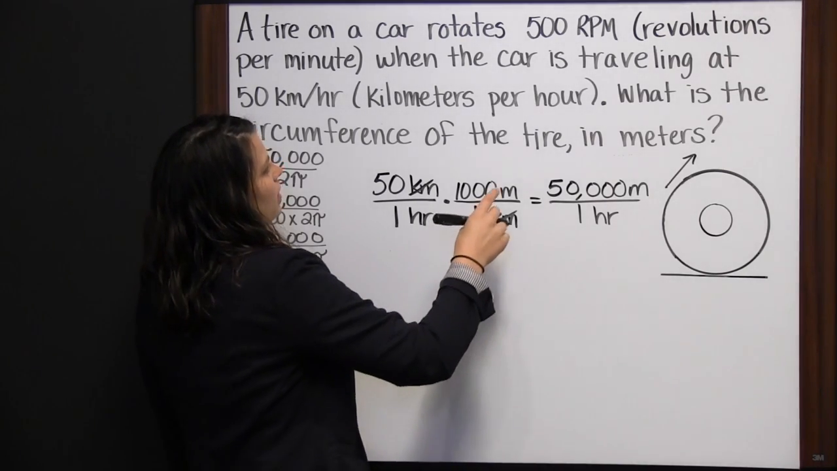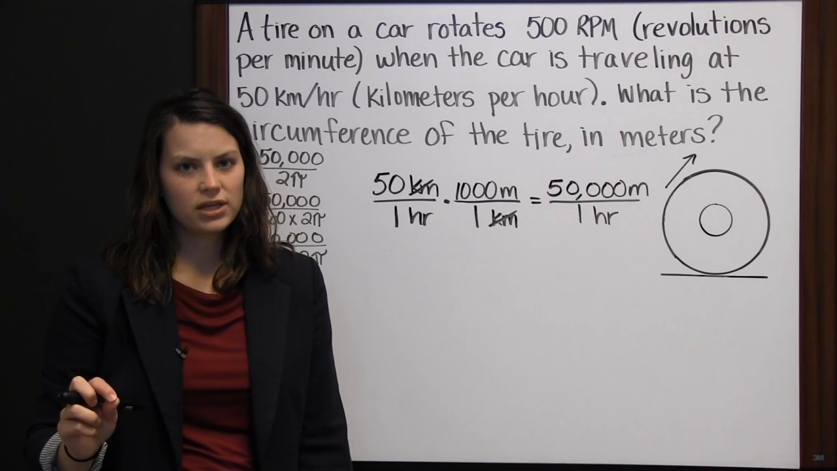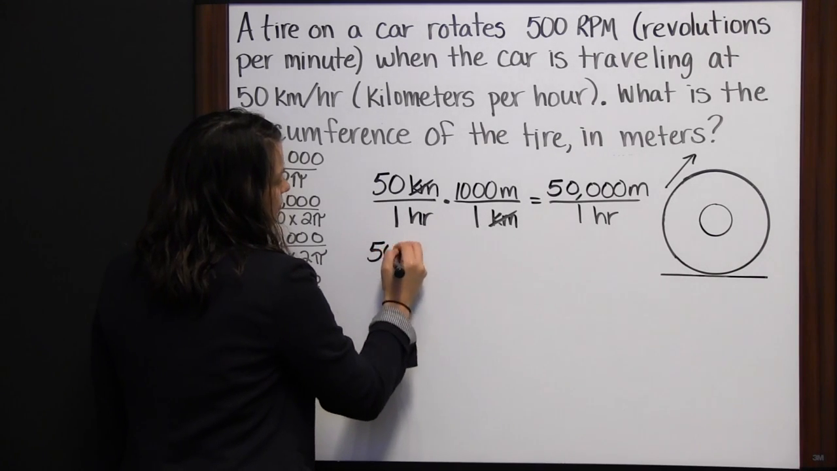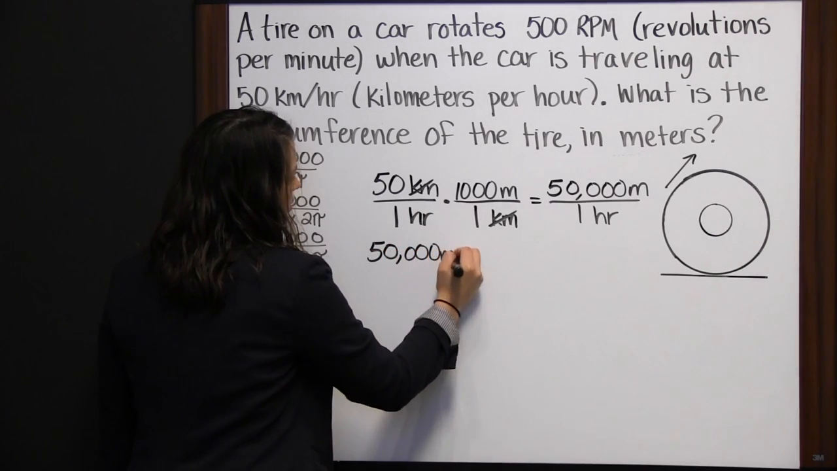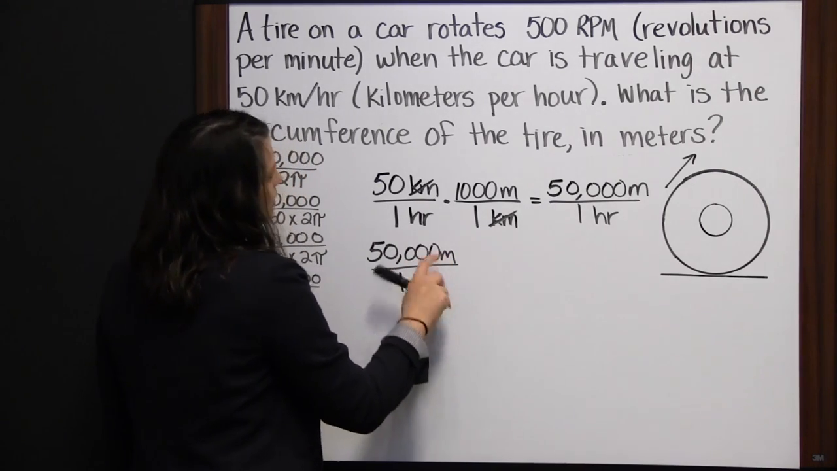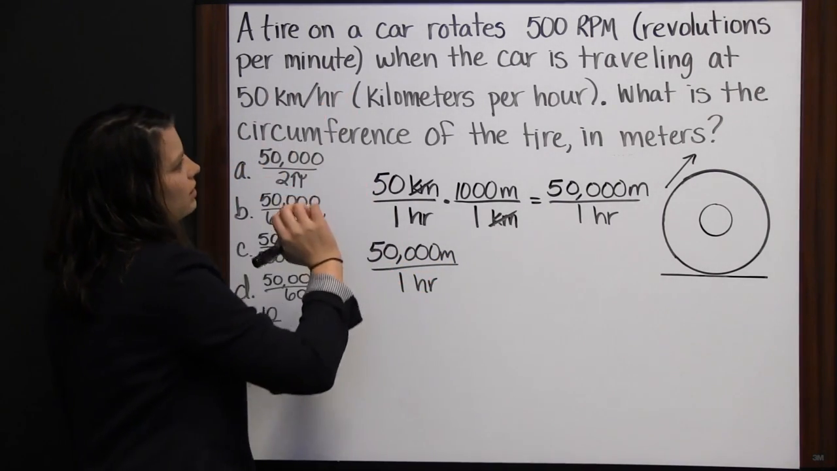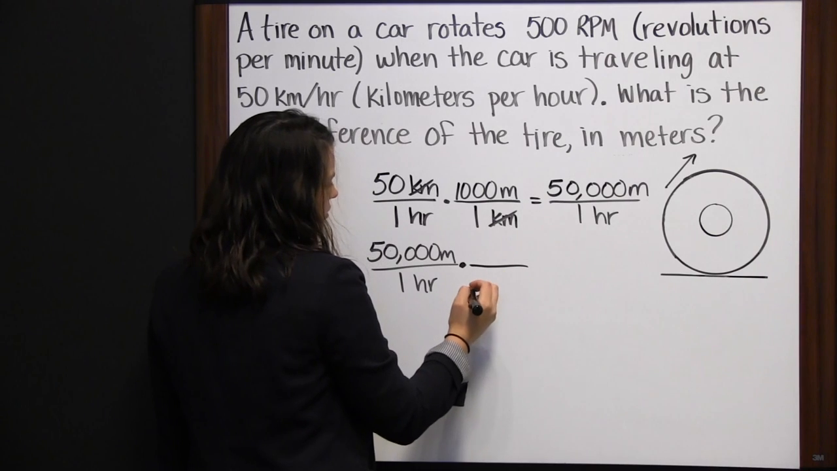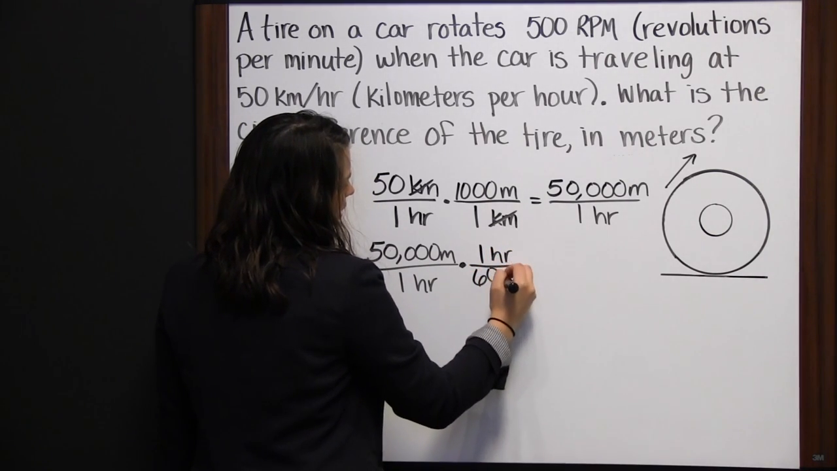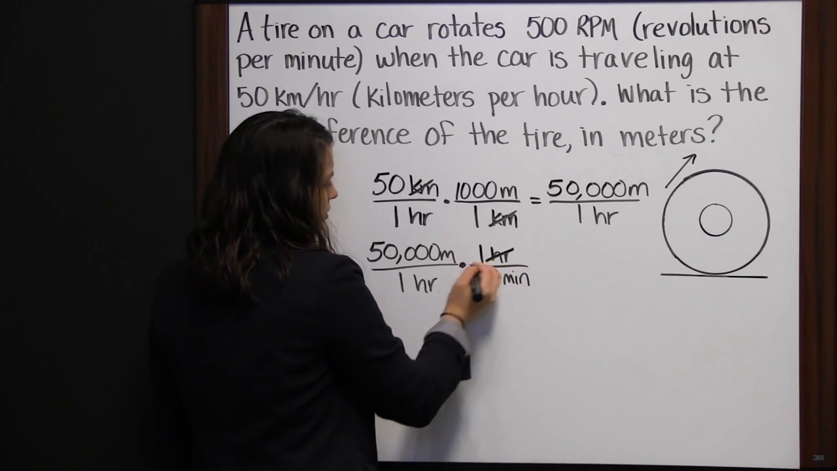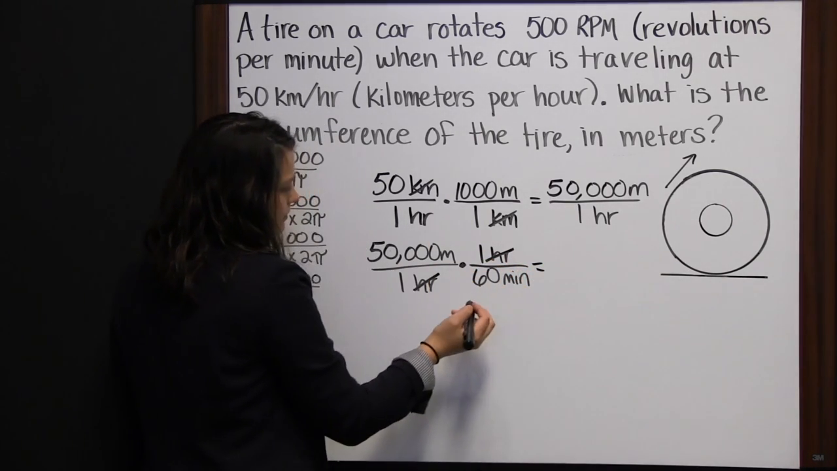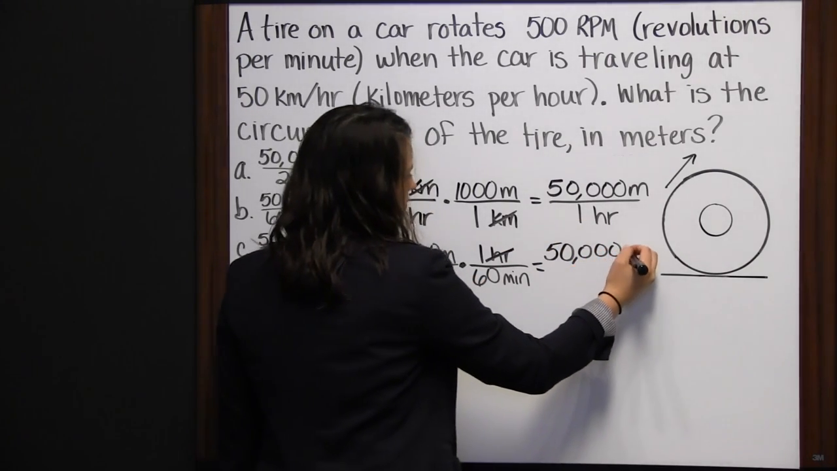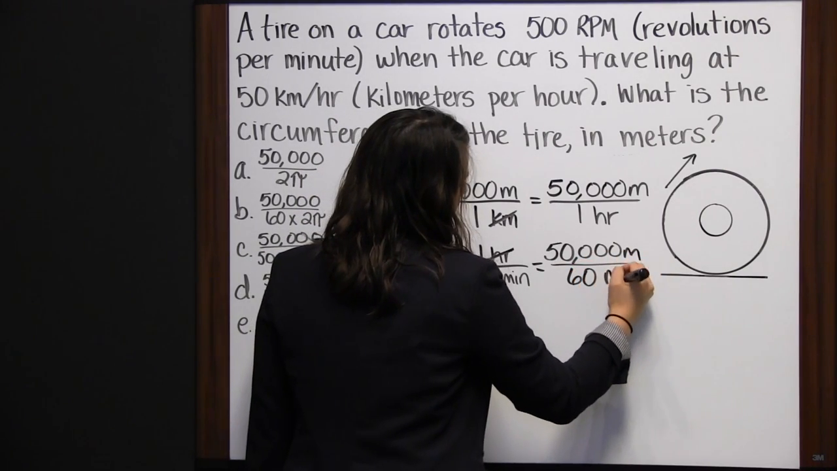And we know that it goes 500 revolutions every minute. So then I want to convert my 50,000 meters per hour into meters per minute so I can more easily compare it to my revolutions per minute. So I'll multiply it by the conversion factor of 1 hour is 60 minutes. So again, my hours cross cancel since I'm multiplying fractions, and I get 50,000 meters every 60 minutes.